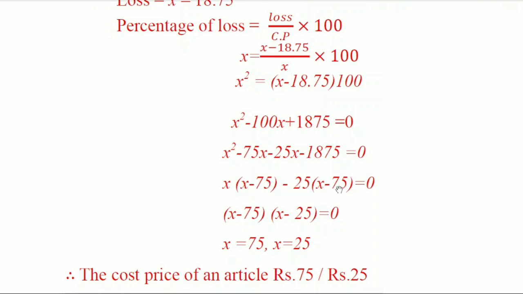So here x is common, and the remaining is x minus 75. Here 25 is common, and the remaining is x minus 75. So x minus 75 into x minus 25 equals 0. So x equals 25 and x equals 75. Therefore the cost price of the article is rupees 75 or rupees 25.